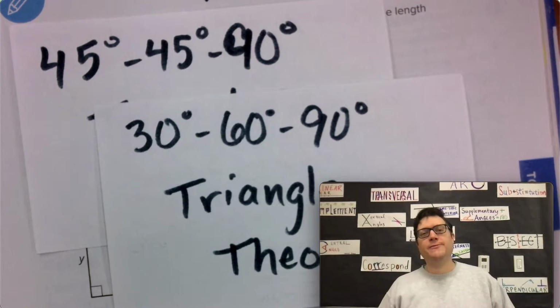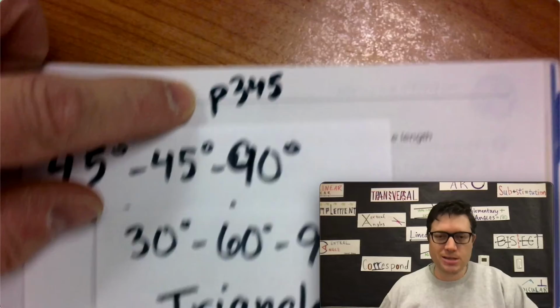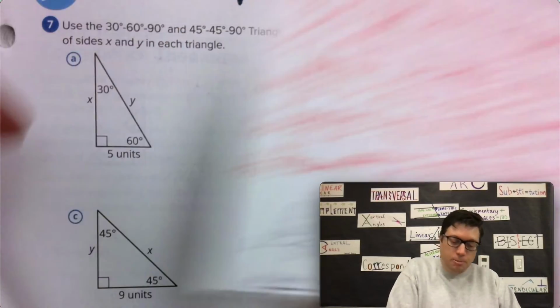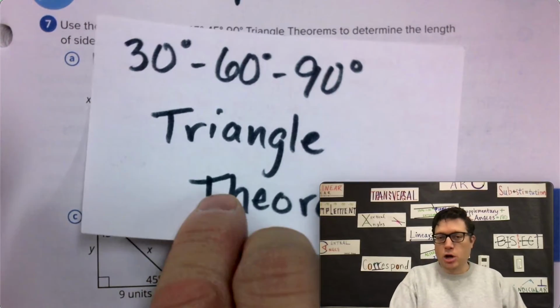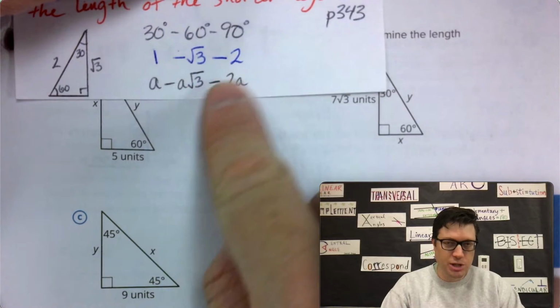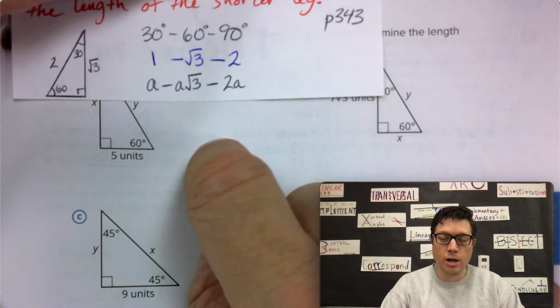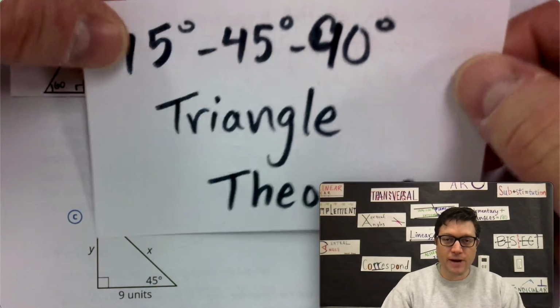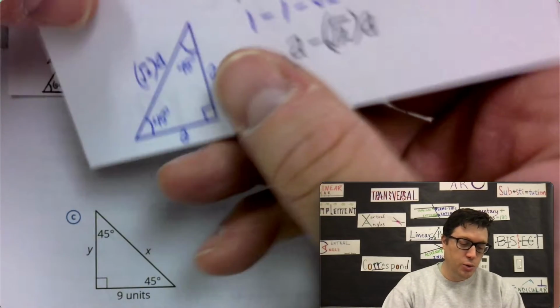We're on page 345. Get that right up there in your face. We have already created the conversation and the note card supporting the 30, 60, 90 triangle theorem. And I want to make sure that you see this information for the work we're going to do on page 345. And then on the 45, 45, 90 triangle theorem, that you go back to it.